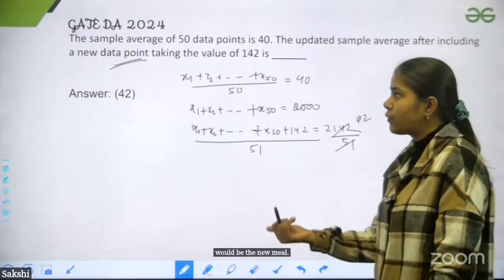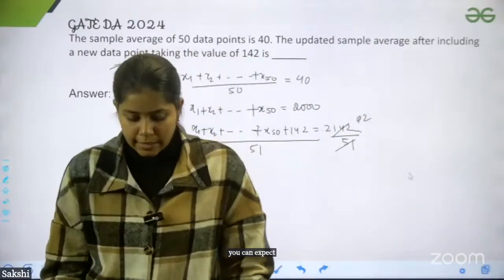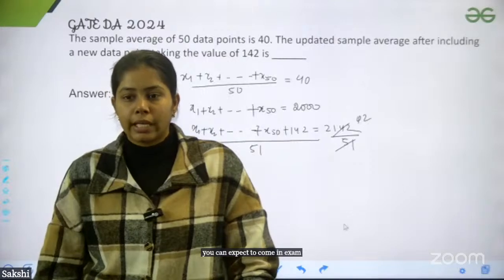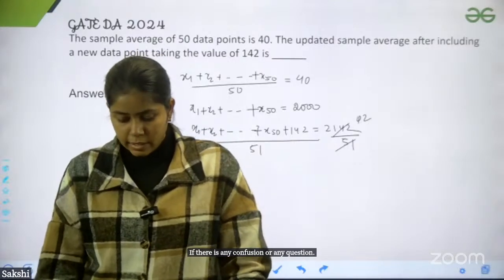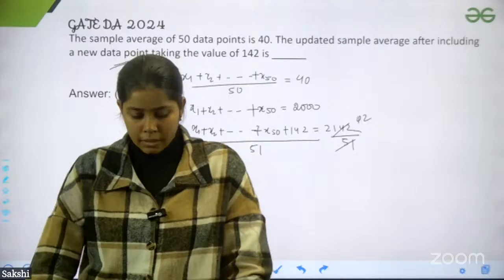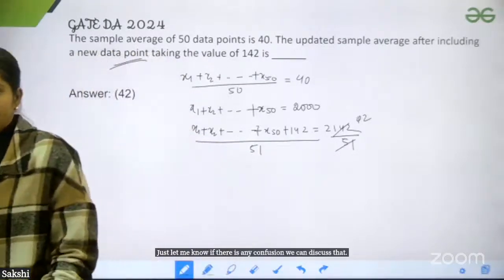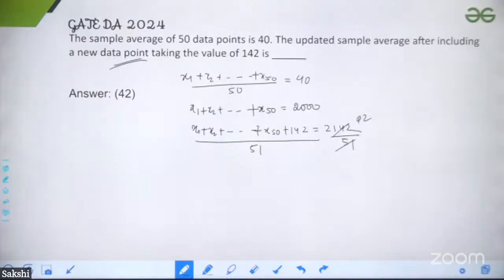So these types of questions you can expect to come in the exam. If there is any confusion or any question, you guys can just let me know, and we can discuss that. Right? Anyone on?